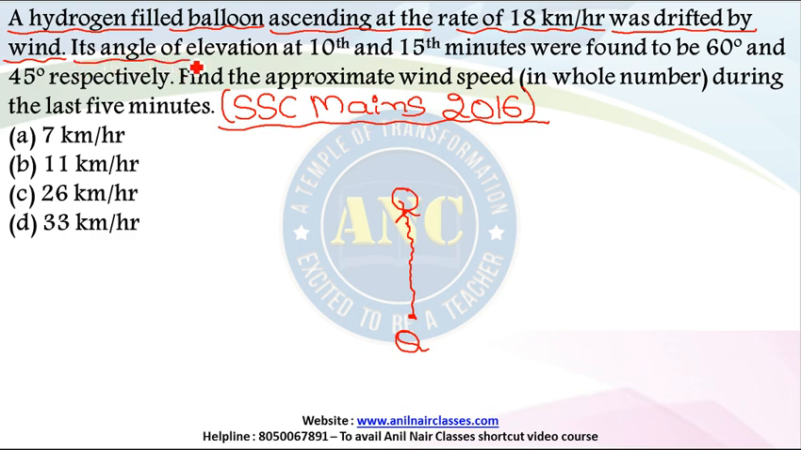Its angle of elevation at 10th and 15th minutes were found to be 60 degrees and 45 degrees respectively. That means there is a person standing here. That person I will represent as P. Suppose for example, from point Q, the balloon kept on moving upward. Why upward? Because it is given in the question as ascending. The balloon kept on moving upward at the rate of 18 kilometers per hour.